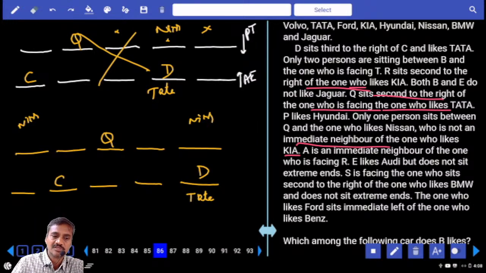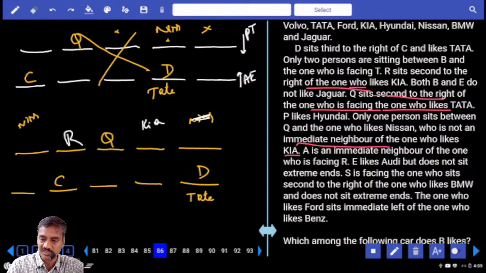Are you getting this one or not? R is seated second to the right of Kia. Then P likes Hyundai. R is seated second to the right of this one. Now if you take Kia at this place, then R is seated second to the right of this one. And if Kia is here, Nissan cannot be here, Nissan is at this place.